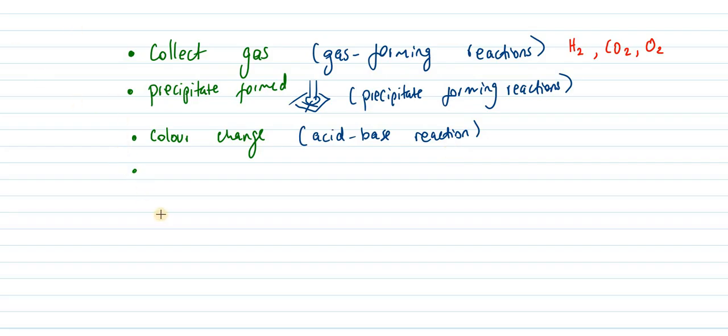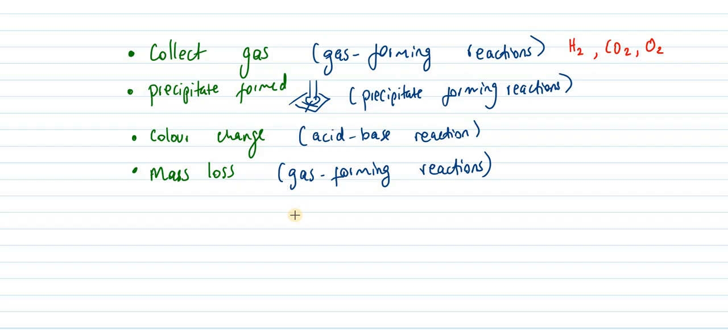Okay, and then lastly, we said we can measure the mass loss. This is for many reactions, but also it's for gas forming reactions. Are you aware that it's actually gas forming reactions? Why am I saying that mass loss is for gas forming reactions? Because how are we losing the mass? We are losing the mass because the gas that is being produced is escaping.